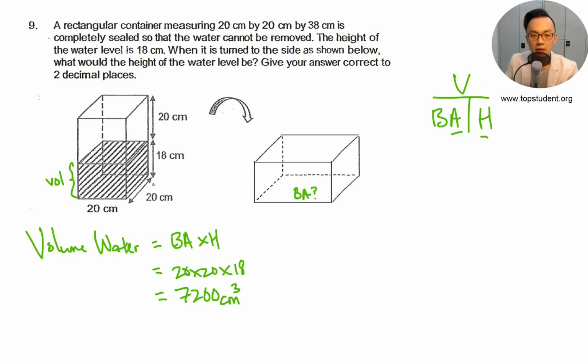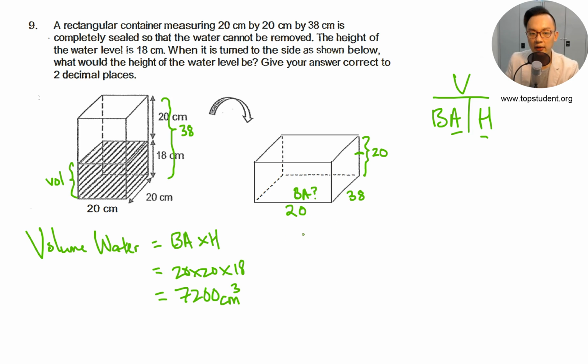So what's the base area? I know that this is 20 and this is actually 38. So if I turn it on its side, this is 20 and this is 38, and the height is 20. The entire height is 20, but I want to find how much the height of the water is. So the answer will not be 20.